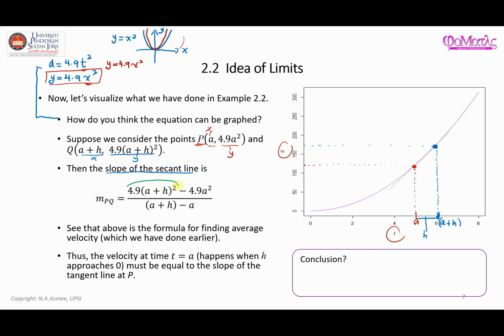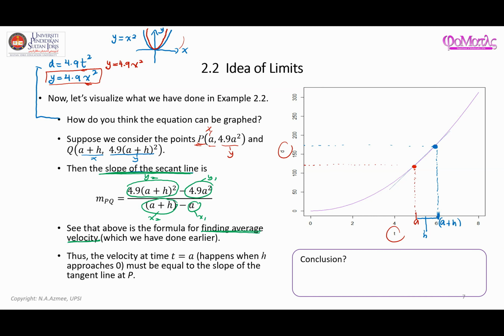This can refer to point y2, this is point y1, this is point x2, and this is point x1. So this is the slope of the secant line. And I hope that you can see this formula is the same formula which is used in finding the average velocity. So the slope of the secant line is the same formula that you have used in finding the average velocity just now.